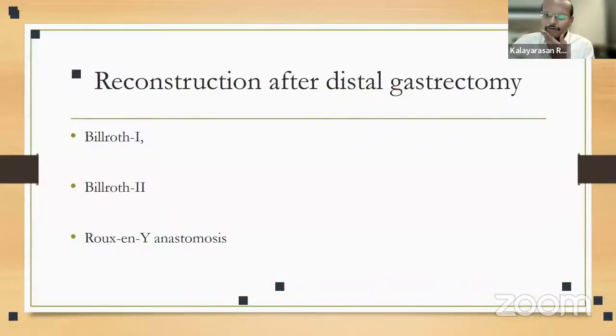And lastly, I'm not going into the details, but you have various options. Broadly, you have Billroth 1 and Billroth 2 methods or various modifications. In the East, since they have a good number of patients with early gastric cancer, the Billroth 1 type of reconstruction is very common. But in our Indian scenario, we often use Billroth 2, which can be either a loop or a Roux-en-Y anastomosis also. I think with that, I'll conclude, sir.